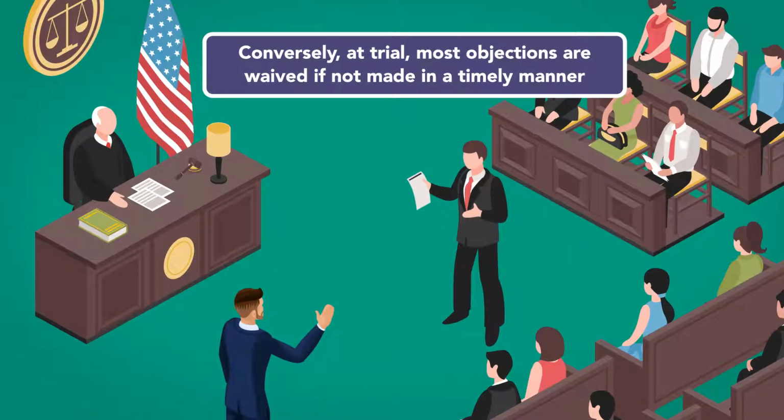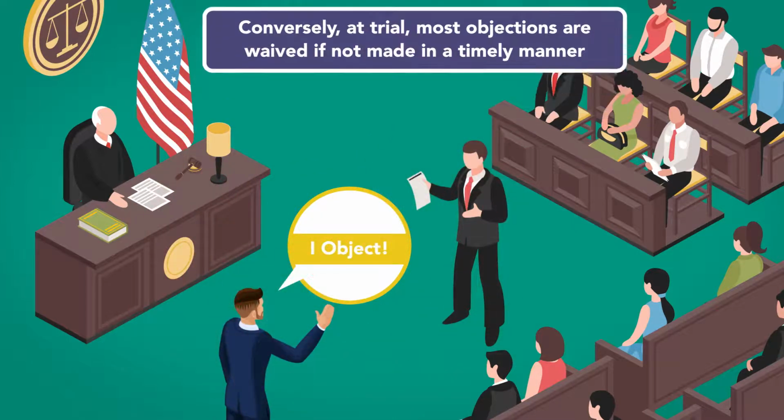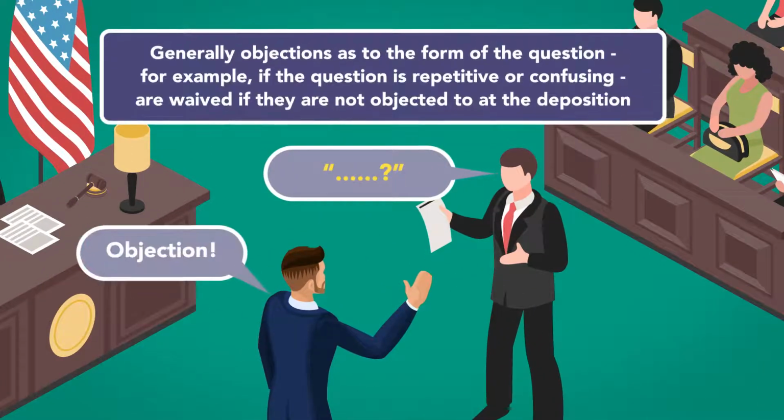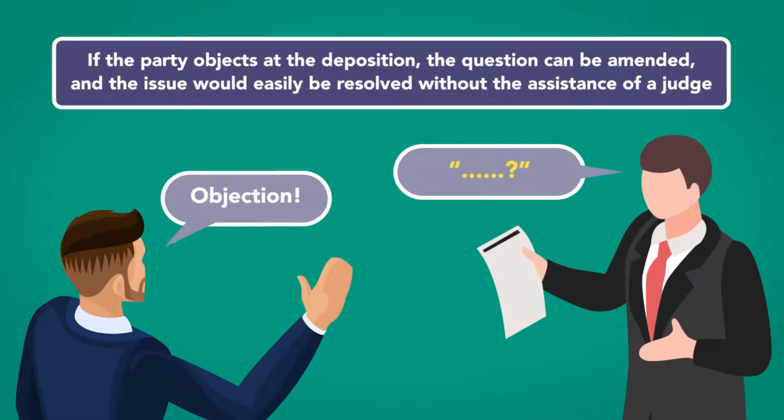Conversely, at trial, most objections are waived if not made in a timely manner. For example, generally, objections as to the form of the question, for example, if the question is repetitive or confusing, are waived if they are not objected to at the deposition. If the party objects at the deposition, the question can be amended and the issue would easily be resolved without the assistance of a judge.